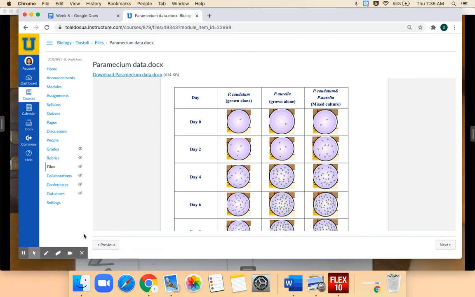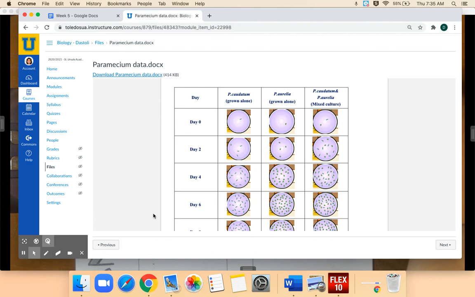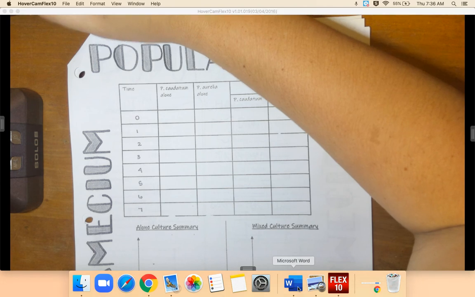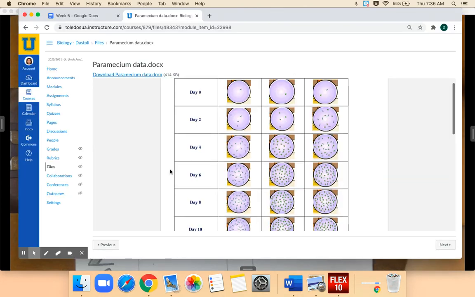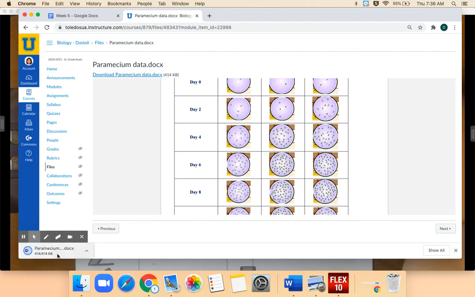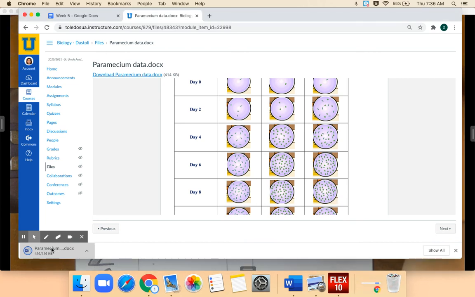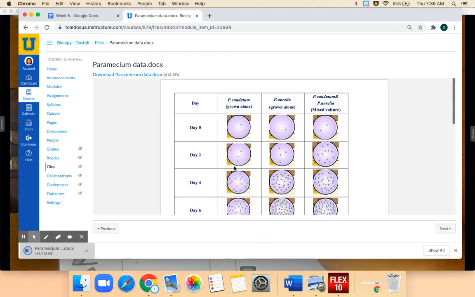I'm going to go ahead and open it just so I can see it a little bit better. And maybe not. Let's try again. Okay, well, either way, maybe it'll open in a second.